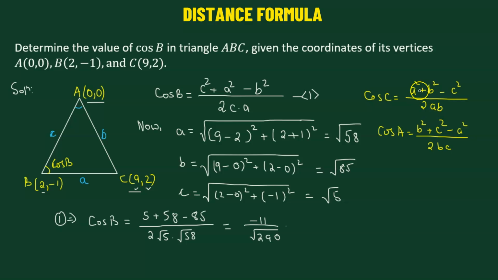So if we substitute the values of a, b and c with the values that we have obtained here, then we can find out cosine of angle A as well as cosine of angle C. So that will be left as an exercise for you to try out.